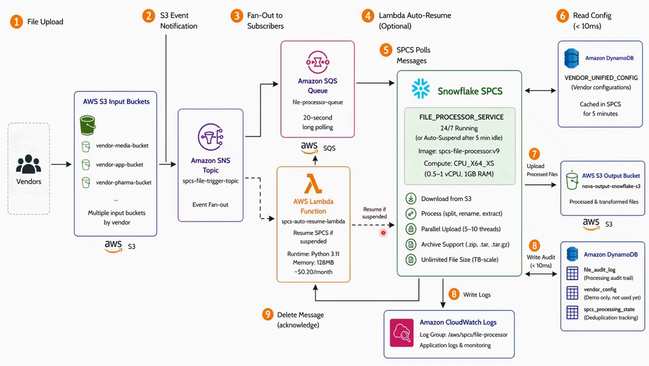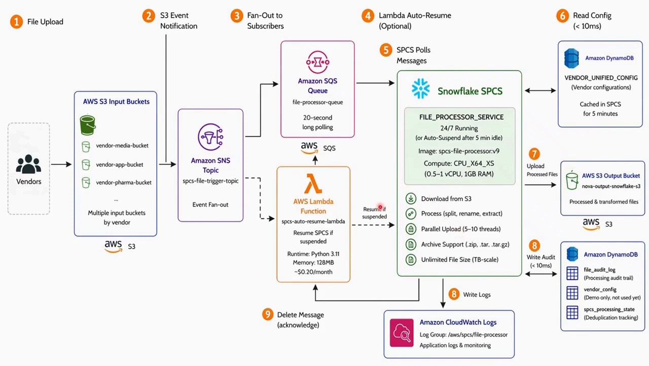The next step is the Lambda checks whether the Snowflake SPCS service is currently suspended. If it is, it resumes the service. This enables us to run the system in auto suspend mode where compute is only active when needed. This is where the major cost savings come from, reducing compute usage.